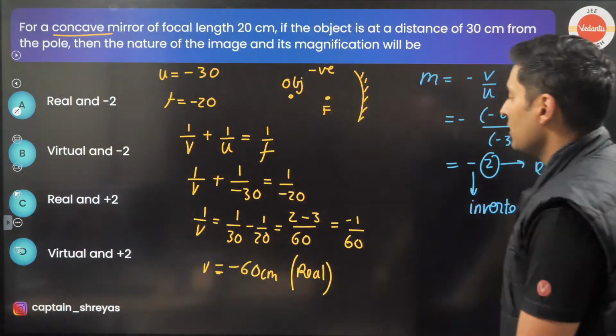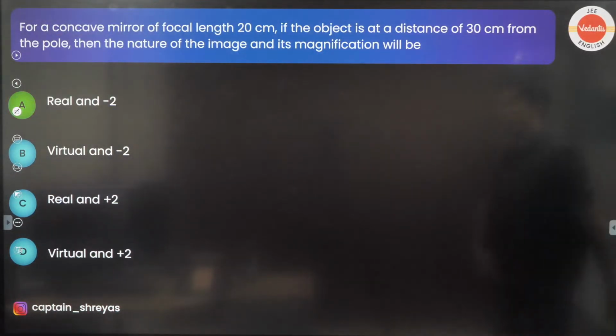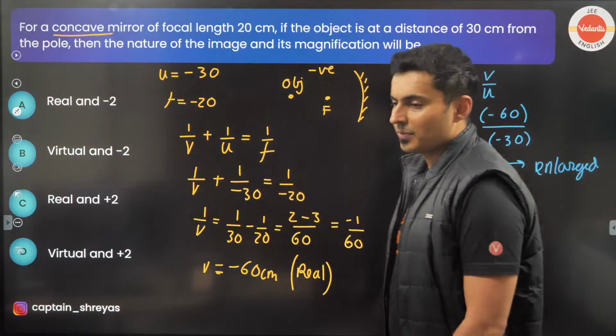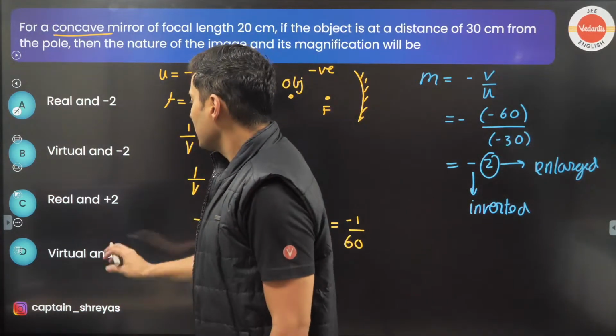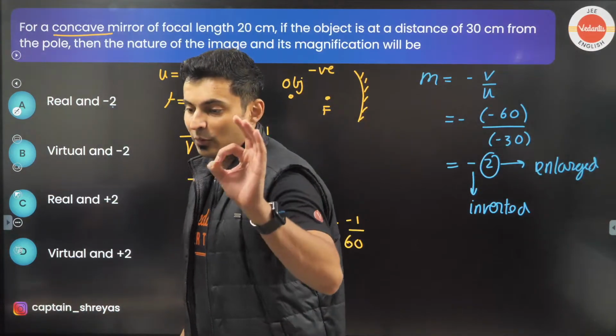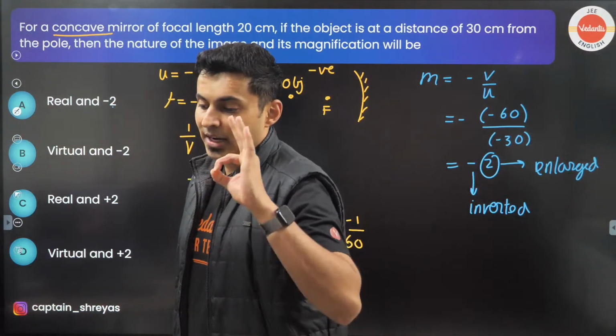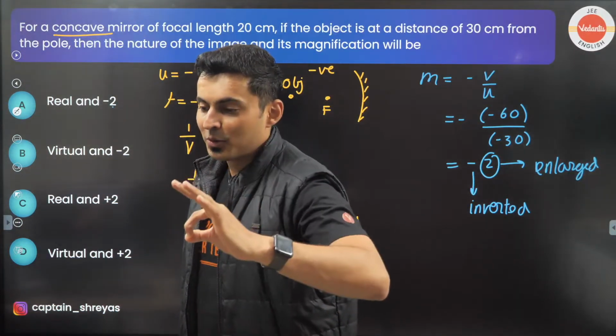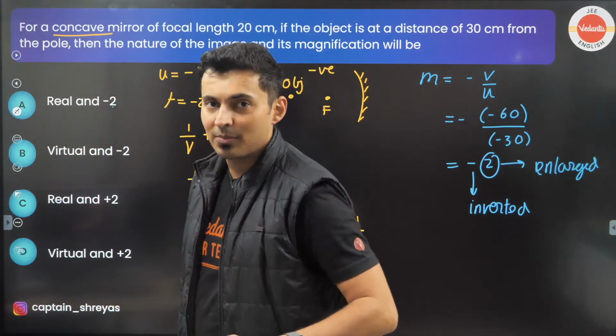So where is such an option? Right over there, real and minus 2, option A. No, it is not C, guys. It is minus 2. I think some of you missed that negative sign. That's why a lot of people are going to lose marks, and that's why this can come in JEE Mains.